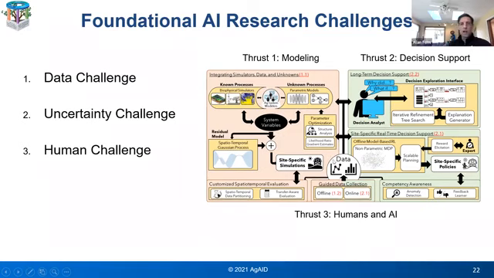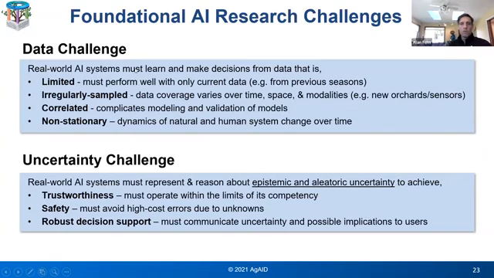So the details are not important, but there's really three different challenges that this diagram is addressing: the data challenge, uncertainty challenge, and human challenge. And I just wanted to briefly go through what those are, what I see at least as the main challenges. And so the data challenge, you hear a lot about big data and deep learning and data sets that have billions of web pages and models that have billions of parameters. Well, ag is a very different story in a lot of ways. Our data is typically going to be quite limited.